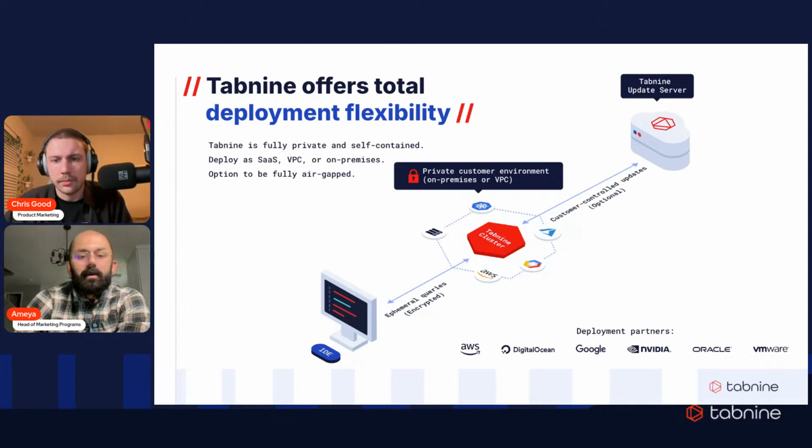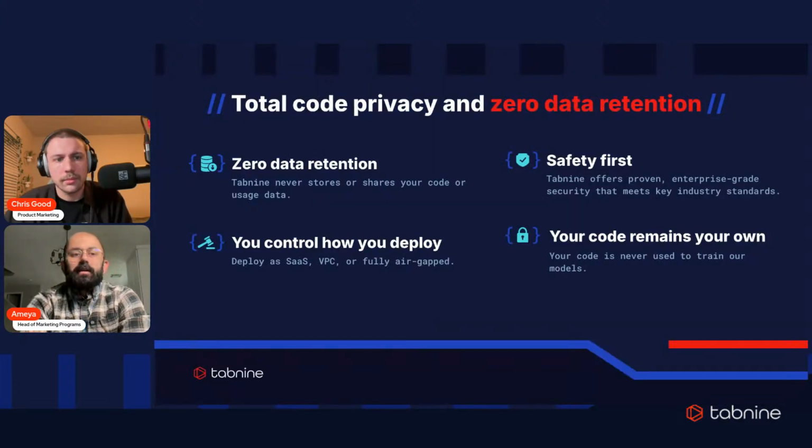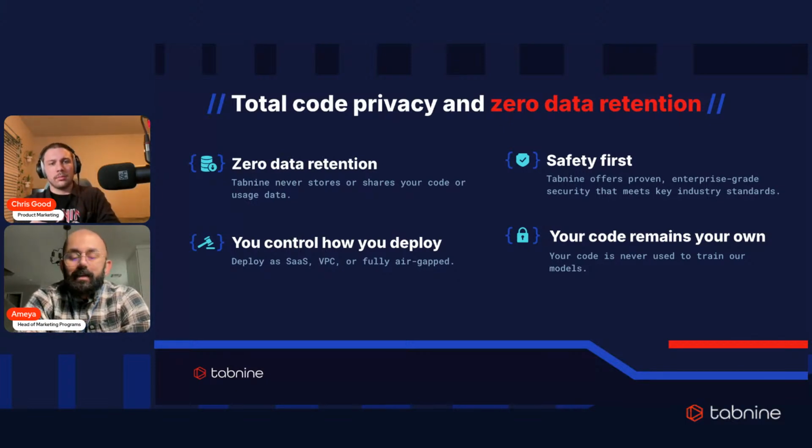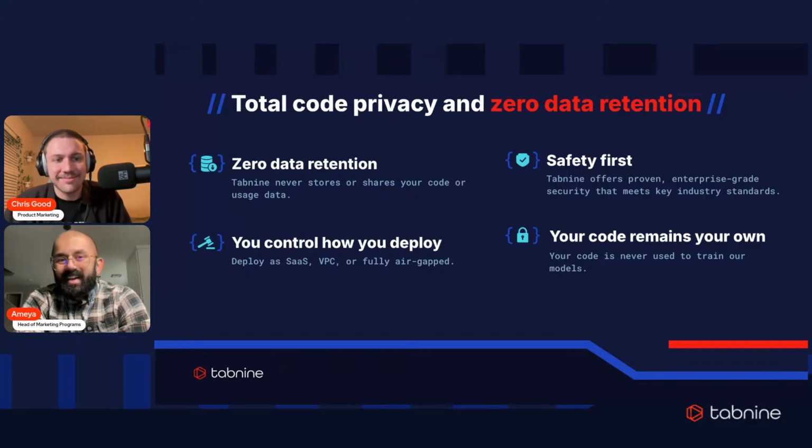And some of the ways that we protect your data privacy with our SaaS deployment is that, one, we never store or retain your data. We don't share that data. We also meet proven enterprise-grade security standards. That includes ISO 9001, SOC 2 compliance, and all your favorite European data regulations we're compliant with as well. And finally, your code always remains your own. So all the personalization and agentic enhancements we do for your Tabnine AI remain private to your instance of Tabnine. Your code is never used to train our general models.